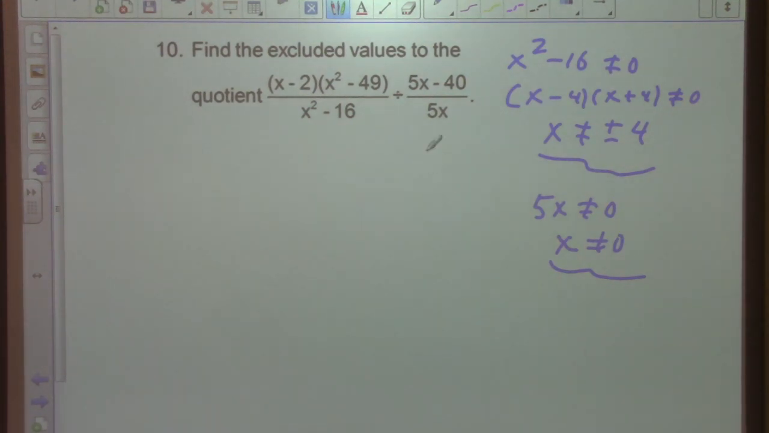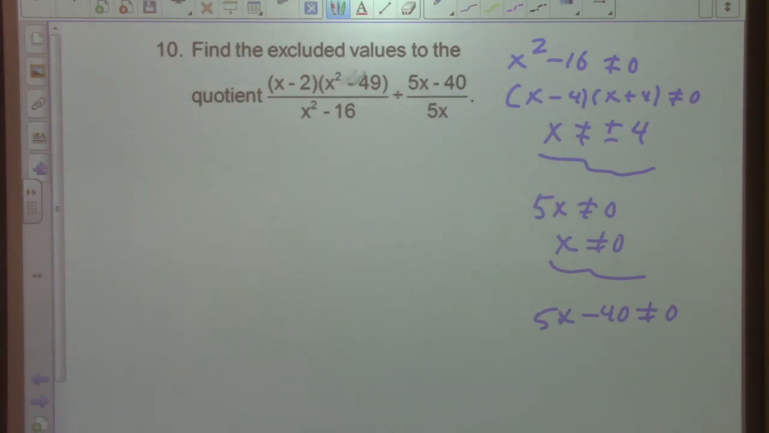So I'm going to put 5x minus 40 cannot equal 0. And why can this not equal 0? Because that would mean the divisor would equal 0, and you can't divide by 0.